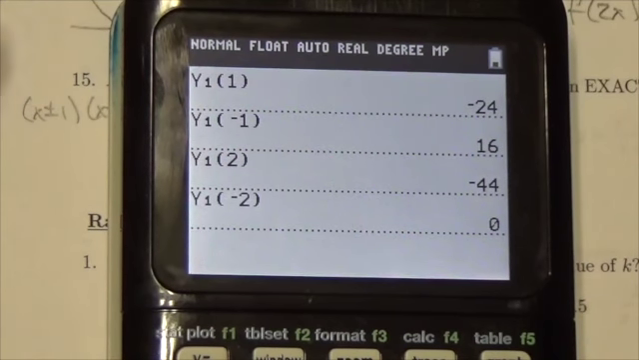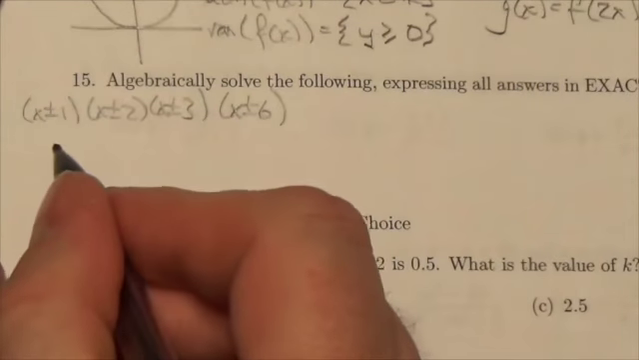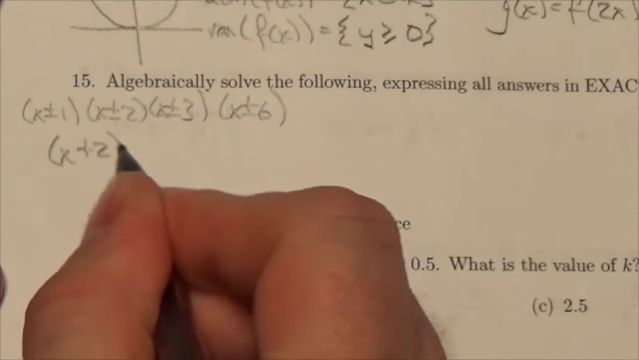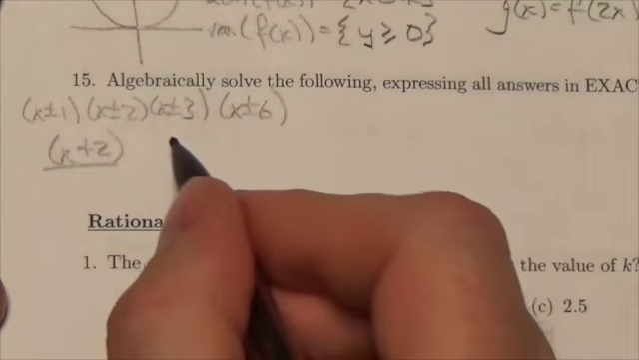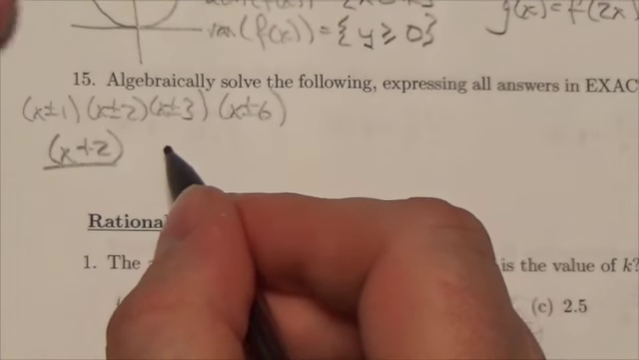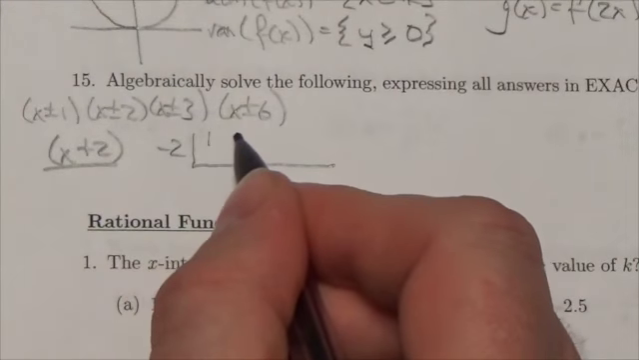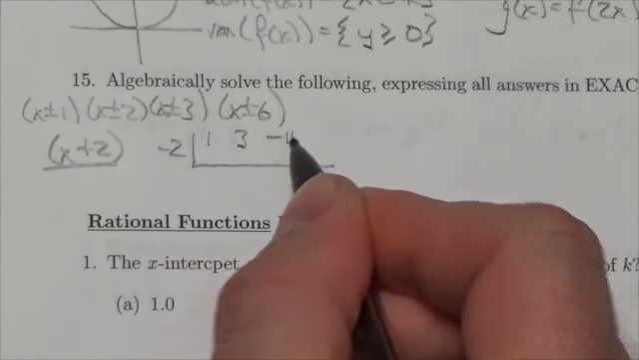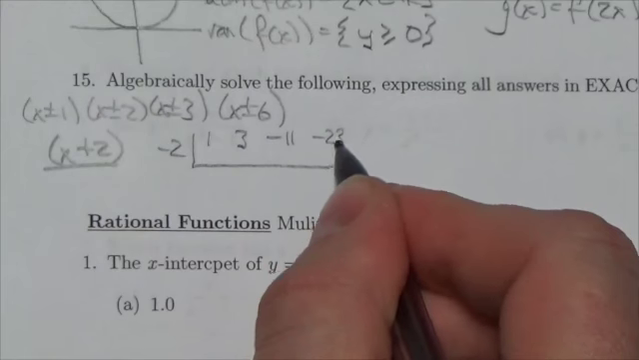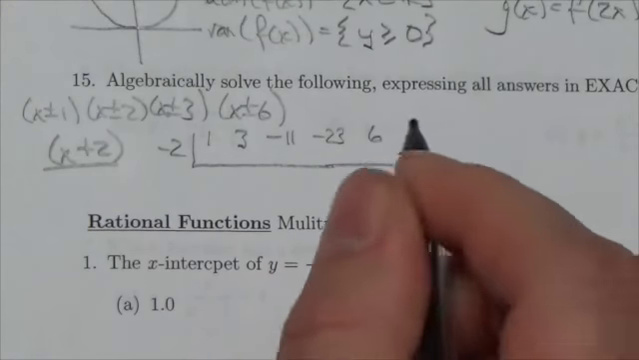So I know right now, if I plug in negative 2 to the function, I'm getting a 0. That means one of my factors has got to be x plus 2. And so now I'll do my synthetic division. I'll put the negative 2 outside here, and this will be 1, 3, negative 11, negative 23, 6.